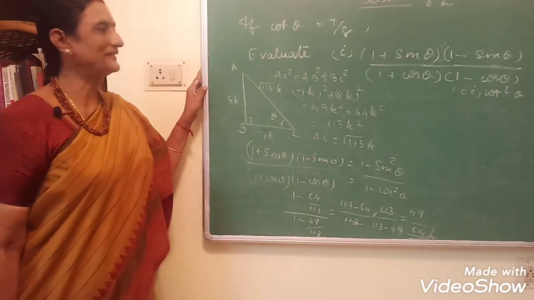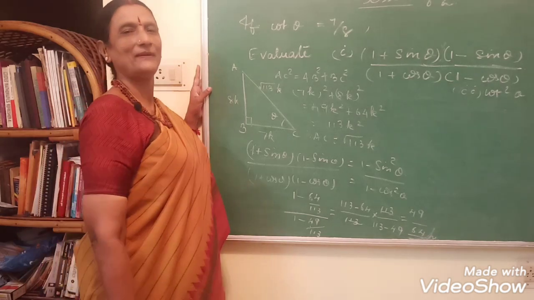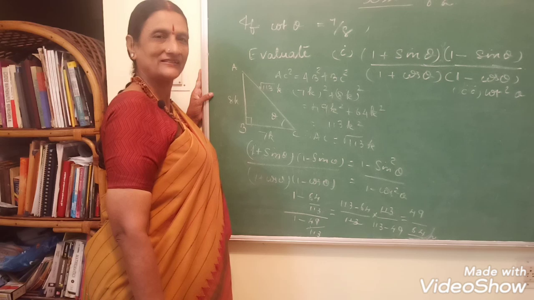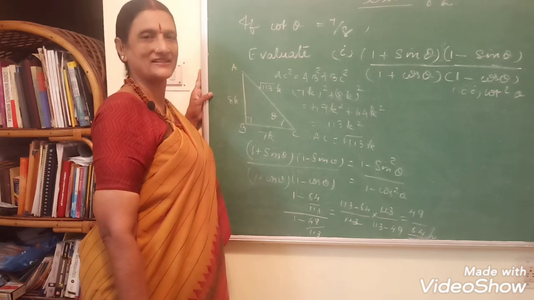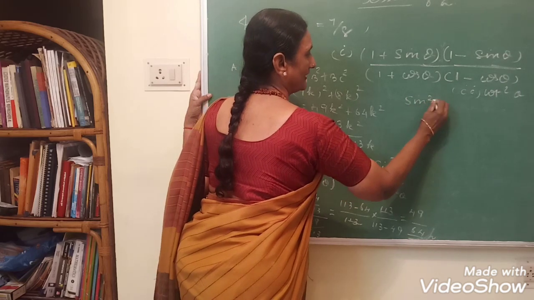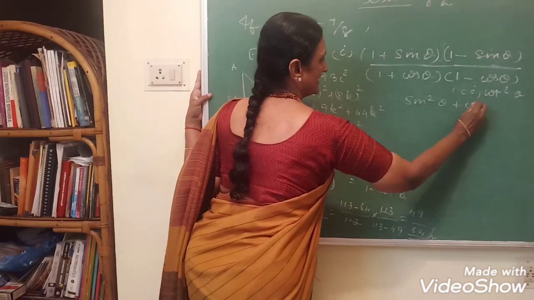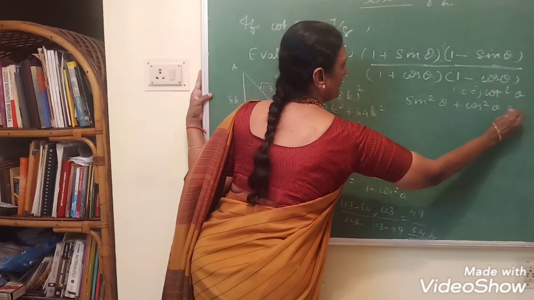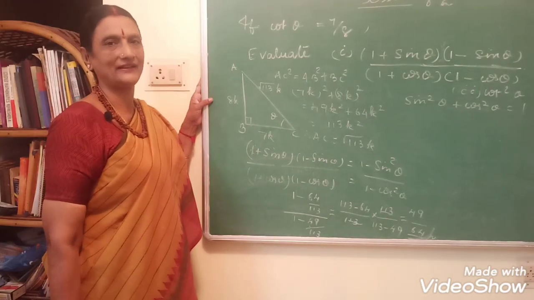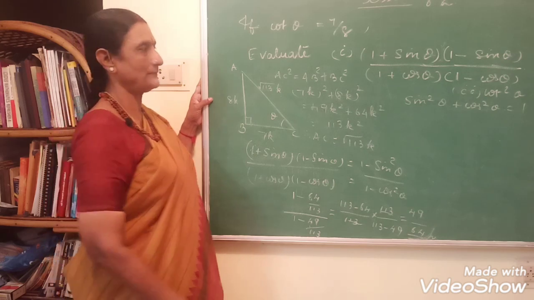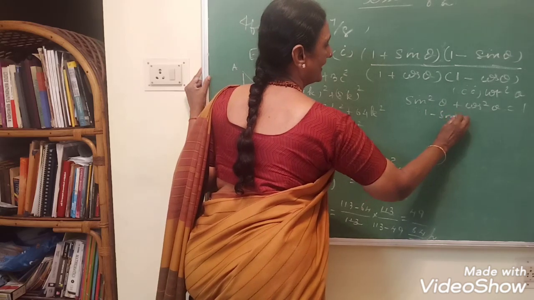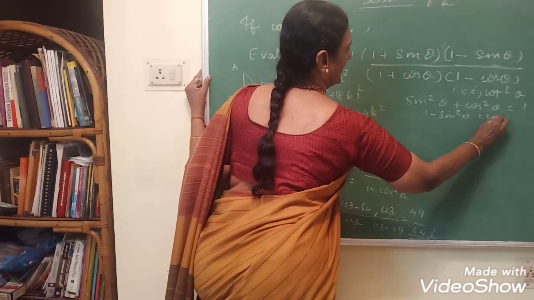Now what is the second method? The second method will be using the identities. So we all know that sin square theta plus cos square theta equals 1. Anyway, we will be elaborating this when we do the next exercise. As of now, you just learn the method, and we'll do more examples when we solve exercise 8.4. Therefore, 1 minus sin square theta is equal to cos square theta.